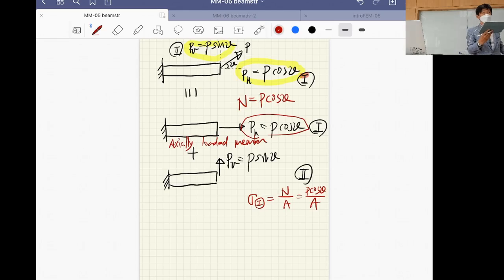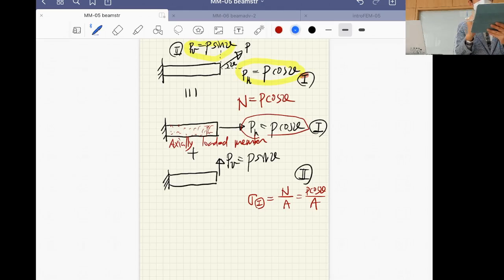Clear? Okay? It's very easy, right? Very easy. So, characteristics of axially loaded members: the stress is exactly the same wherever we measure, okay? So we have a constant stress field at any point. Okay, this is the characteristic.